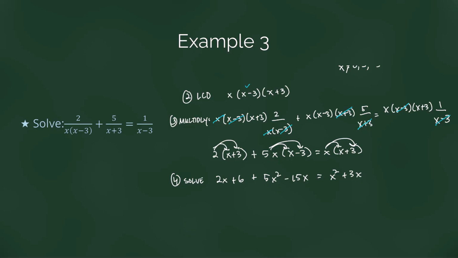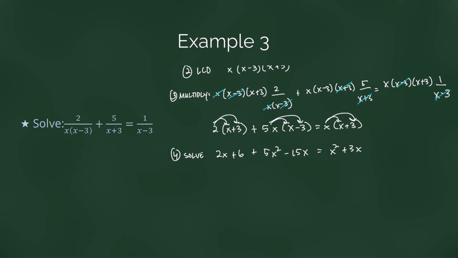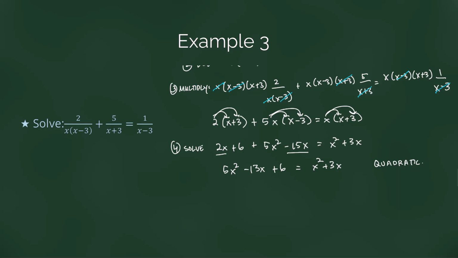Now we'll combine some like terms. So notice on the left-hand side, I have a 2x and a negative 15x. So that becomes 5x squared minus 13x plus 6, and that's equal to x squared plus 3x on the right. We can see what we have here now is a quadratic equation. And since we have multiple powers of x inside of this, we're going to solve it using either factoring or the quadratic formula.